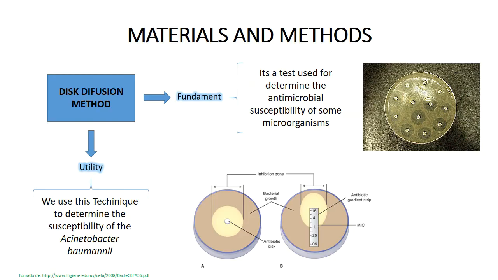The second method is the disk diffusion method. This technique is used for determining the antimicrobial susceptibility of some microorganisms. We use it to define the susceptibility of Acinetobacter baumannii. In this technique, wafers containing antibiotics are placed on an agar plate where bacteria have been placed, and the plate is left to incubate. If an antibiotic stops the bacteria from growing or kills the bacteria, there will be an area around the wafer where the bacteria have not grown enough to be visible. And it shows that the bacteria are not resistant to the antibiotic. Conversely, if the bacteria grow, it shows the opposite.